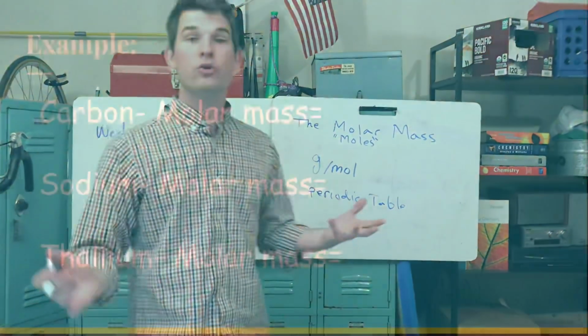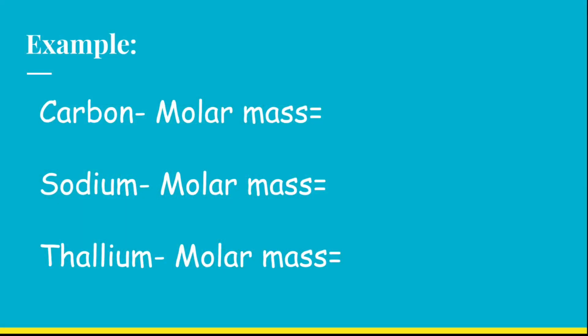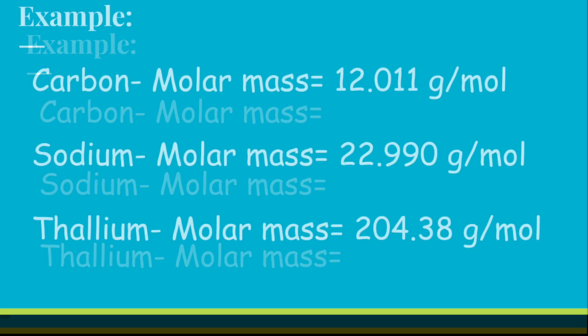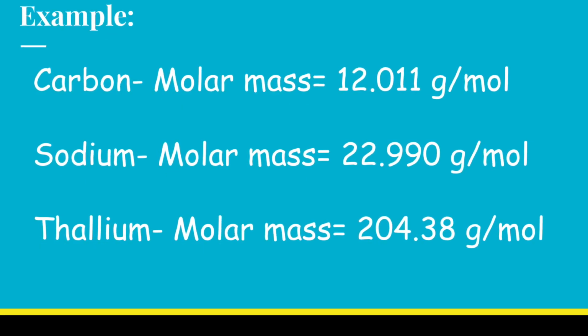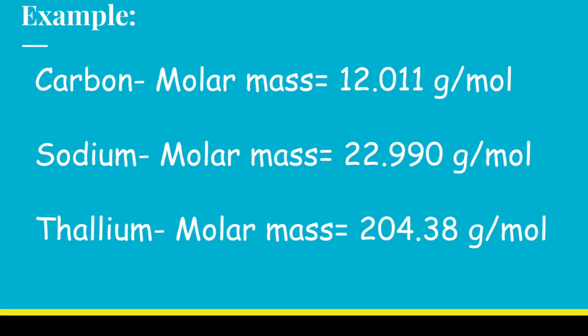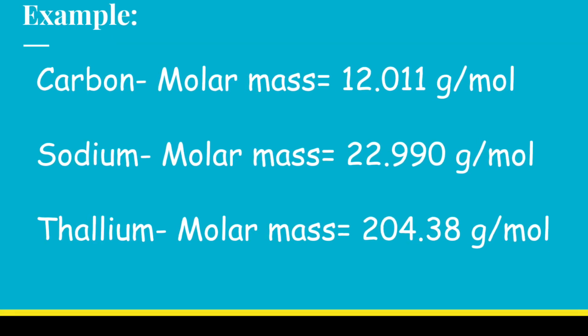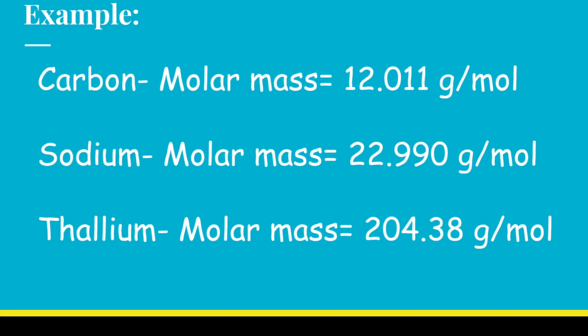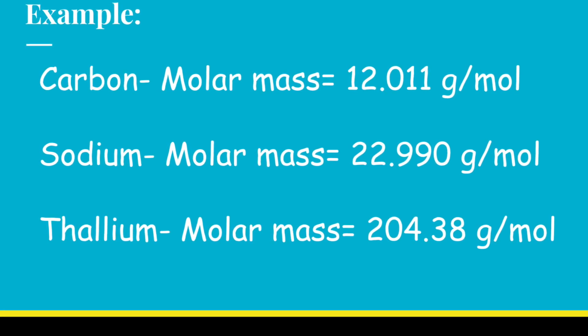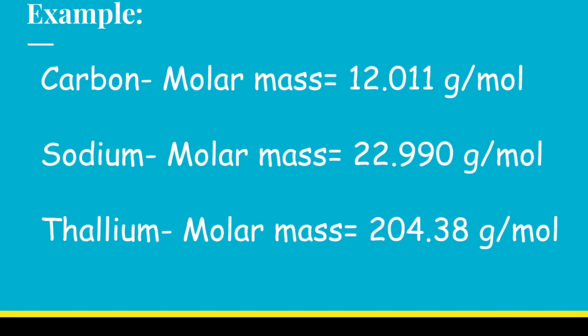And so let's do an example. Okay, so here we're going to look at carbon, sodium, and thallium, and we're going to figure out what are their molar masses. All we have to do is look at the periodic table, and you can see the molar mass right below the atomic symbol. That's where it says for carbon, 12.011 grams per mole. Sodium is 22.990 grams per mole. And thallium is 204.38 grams per mole. Awesome! Now we know how to find the molar mass of any element on the periodic table.